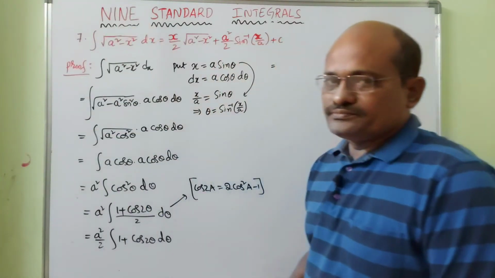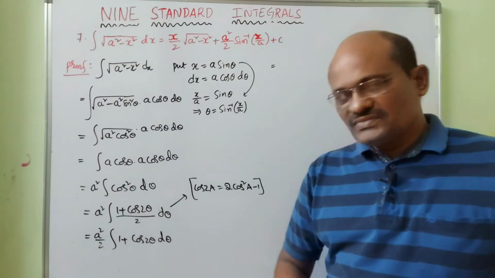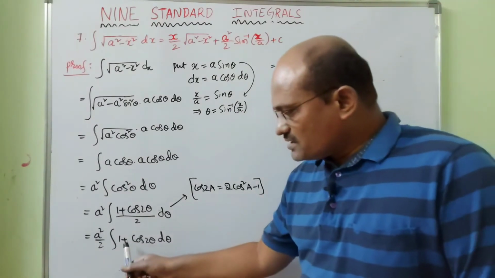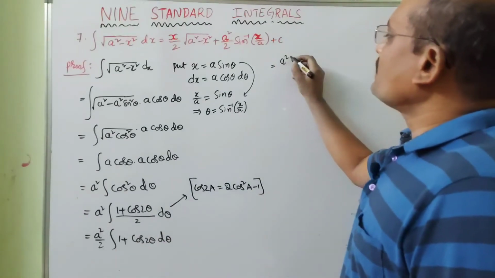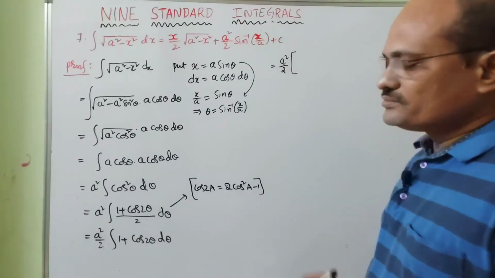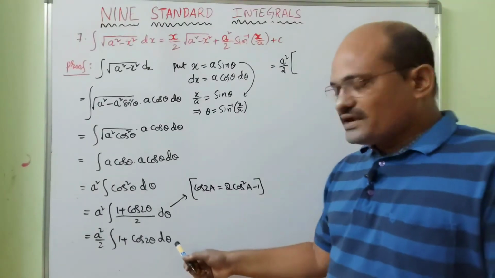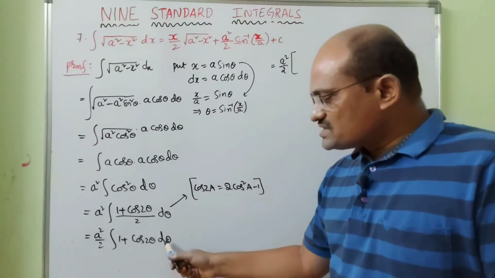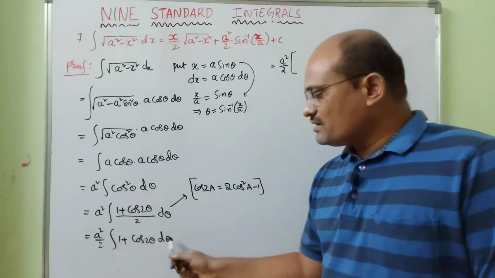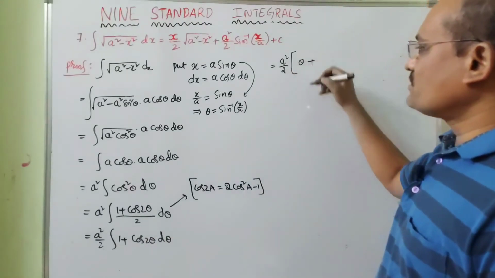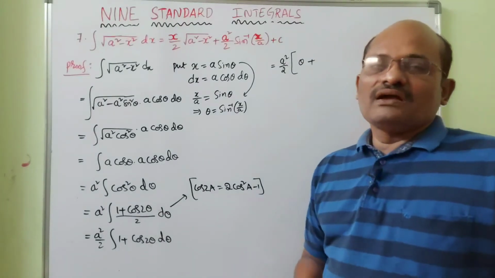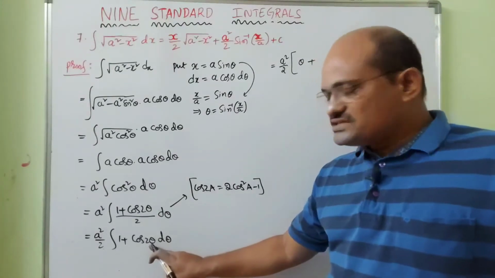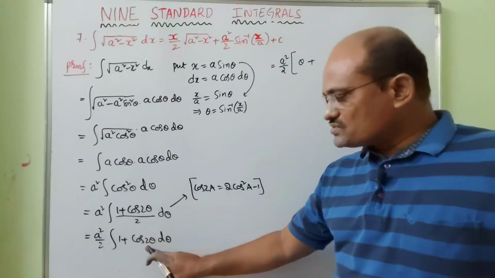Now observe, in the middle we have plus, so integrate separately. a square by 2 into, we have to integrate now with respect to theta. Integration of 1 d theta is theta plus, now we have to integrate cos 2 theta. Students, here it is 2 theta, not theta, because 2 theta is there.